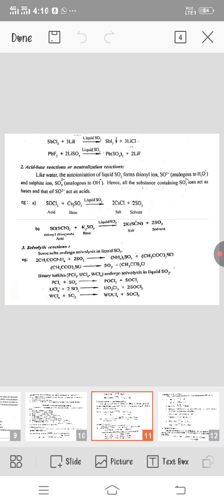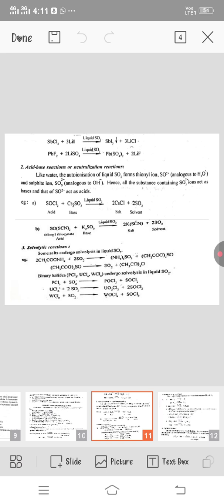Next one is acid-base reaction or neutralization reaction. Like water, the autoionization of liquid SO2 forms a thionyl ion SO2 plus and sulfite ion SO3 2 minus. Hence, all substances containing SO3 2 minus ions act as a base and SO2 plus acts as an acid. For example, acid SOCl2 plus base Cs2SO3 react in the presence of liquid SO2 to produce 2CsCl salt.